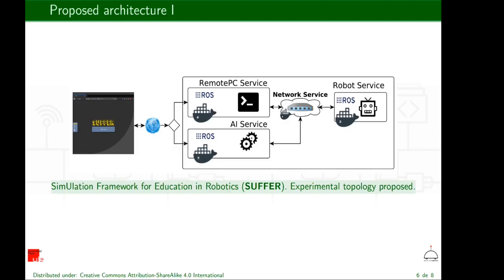First, a remote computer. This solution provides functionalities supported on basic ROS simulation. Second, an AI container provides support to basic ROS simulation, Gazebo, and some basic AI functionalities. And third, a robot container provides a link to a real robot.